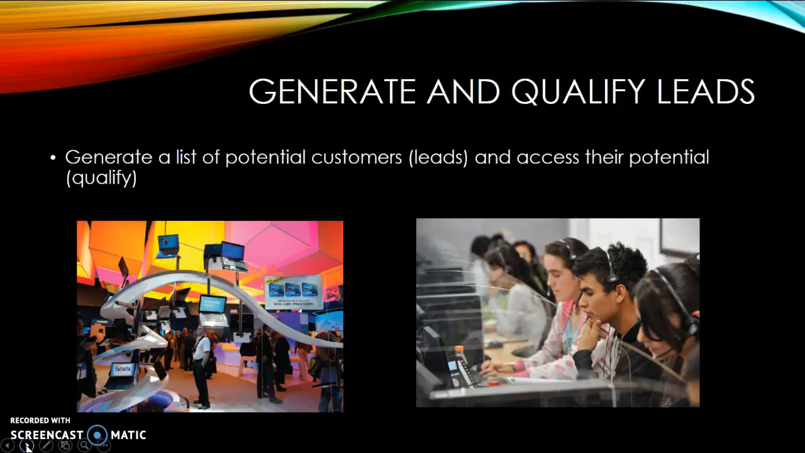So to start off, the first one is to generate and qualify leads. This means that a salesperson must generate a list of potential customers, also known as leads, and assess their potential, which means they need to qualify them. In this step, a salesperson from the organization does a lot of different research. They can do this research on the internet, they can go to different networking events to try to attract customers, or they can make phone calls called cold calls.